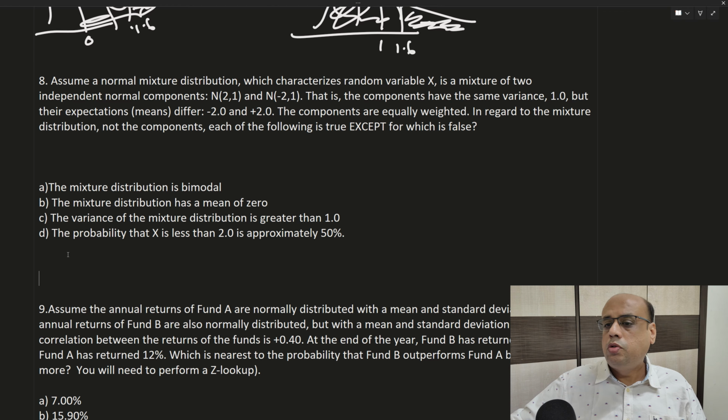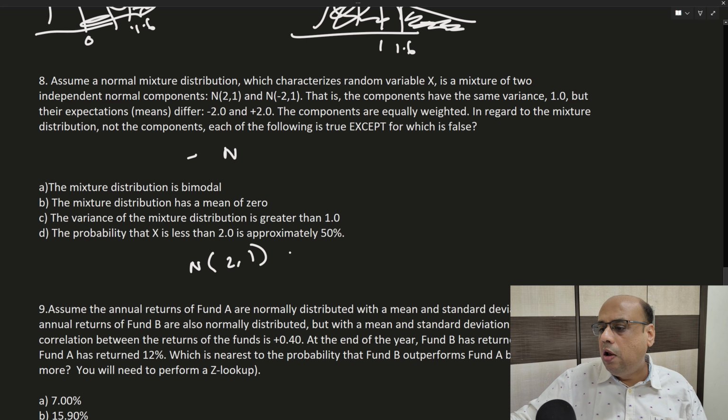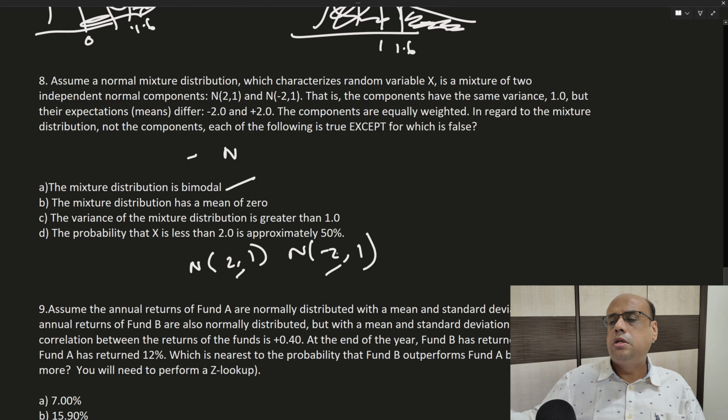Now, we know that a mixture of two normal distributions is also normal. If it has N(2, 1) and N(-2, 1), obviously the mixture distribution is bimodal, which means there are two modes. Here is this mean, this is minus, so there are two means. The frequency of occurrence of the random variable is the maximum frequency. There will be two maximum frequencies, that's why it is bimodal.